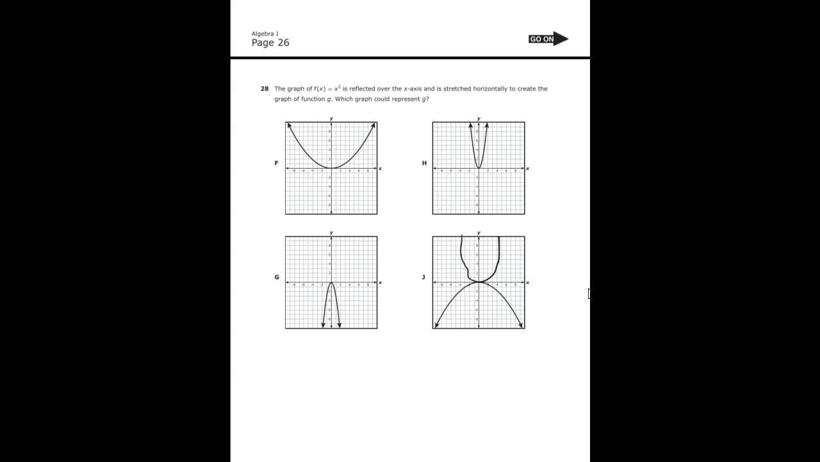And then when you reflect it, it's going to be right about here like that. And then when you stretch it horizontally, you're going to try to move it. You notice here, it is actually closer to the y-axis. So when you stretch it horizontally, you move it closer to the x-axis. So it's going to be your J right here.